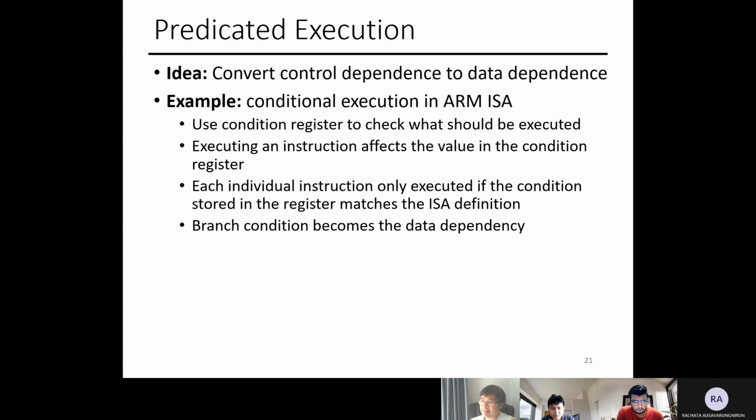In the ARM ISA, you can say, if that's true, run this instruction, otherwise don't do it. That's what a predicated instruction is. You execute the instruction based on what happened to the previous instruction. So there's no branch, basically. You either run or don't run, but there's no branch. It turns into data dependency. You turn control flow into data dependency.